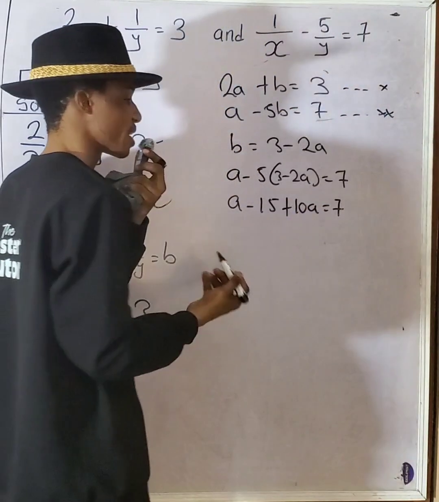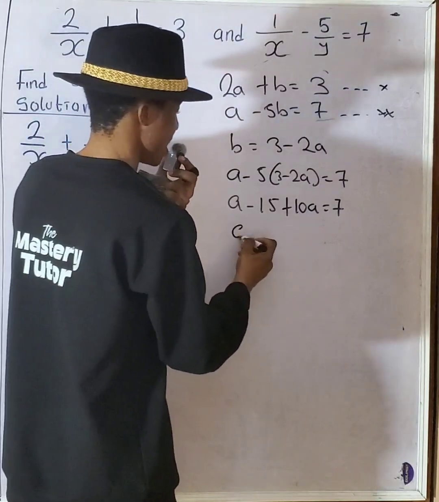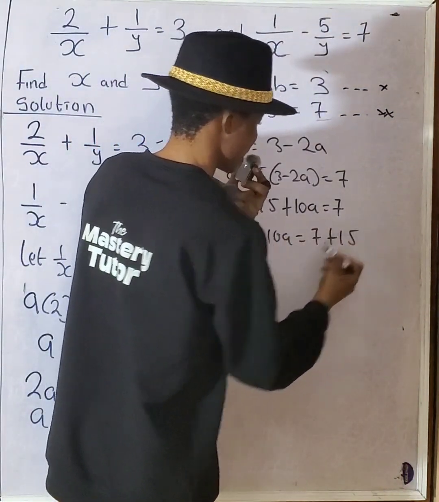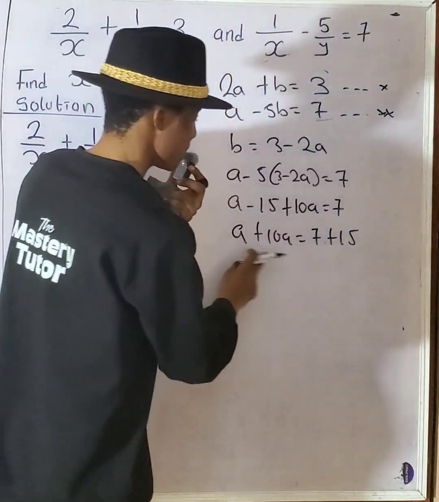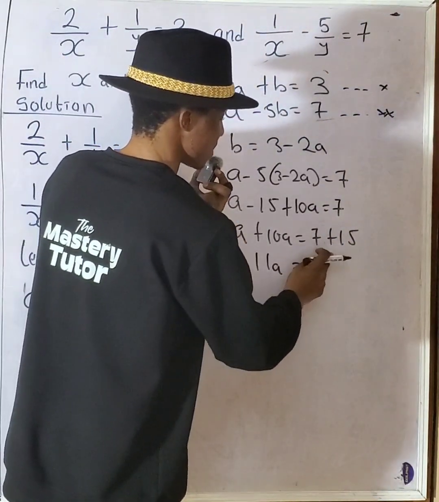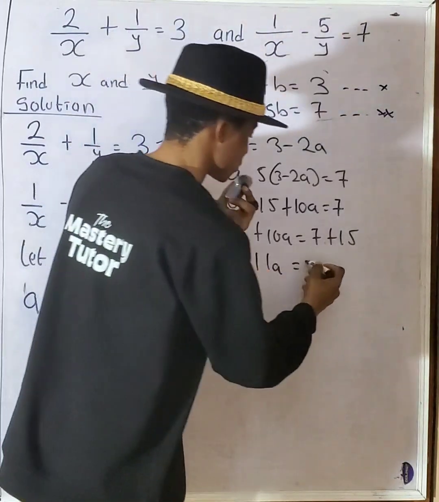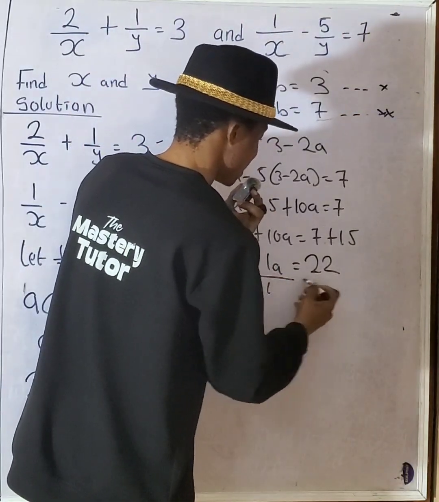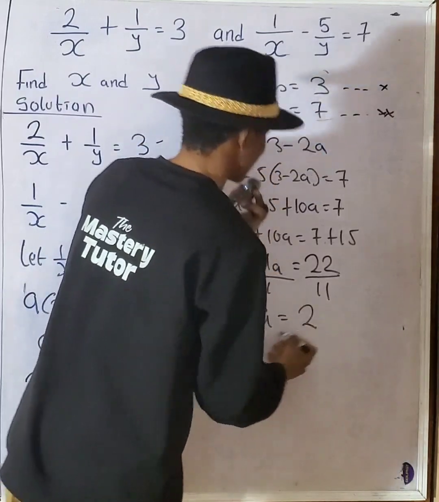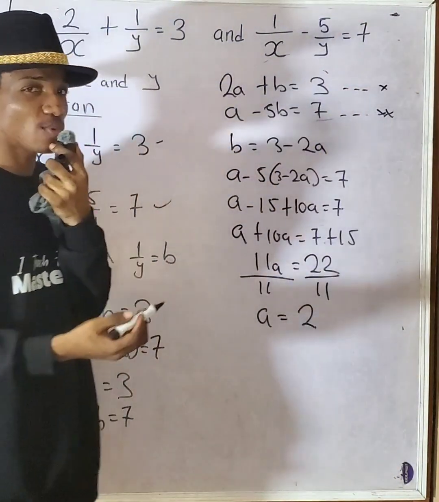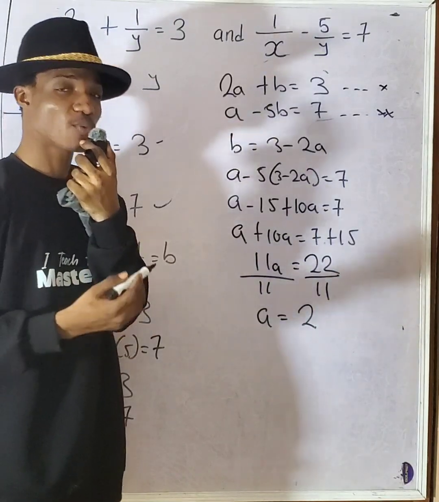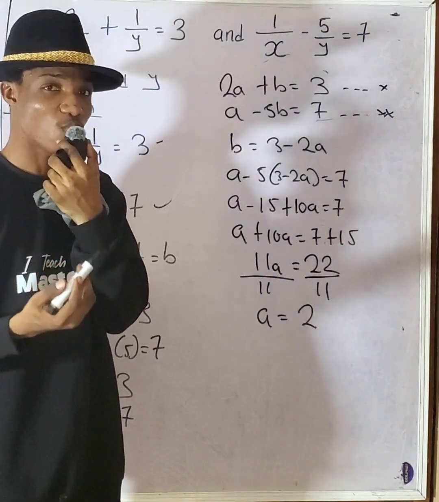Now we can collect like terms, right? a plus 10a equals 7 plus 15. Are you following? a plus 10a is what? 11a. So I'm going to have 11a equals 7 plus 15, which is 22. To get the value of a, I'm going to divide this by 11. So a equals 2. Our goal is to find the value of x and y. Don't forget. But we need to get the value of a and b before we can proceed to get the value of x and y, okay?